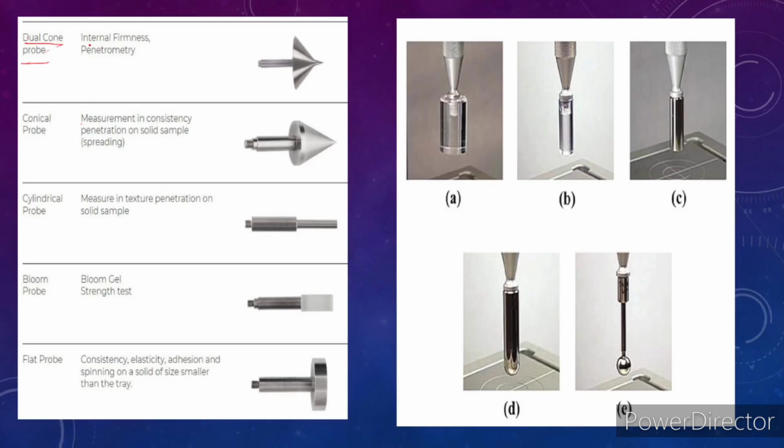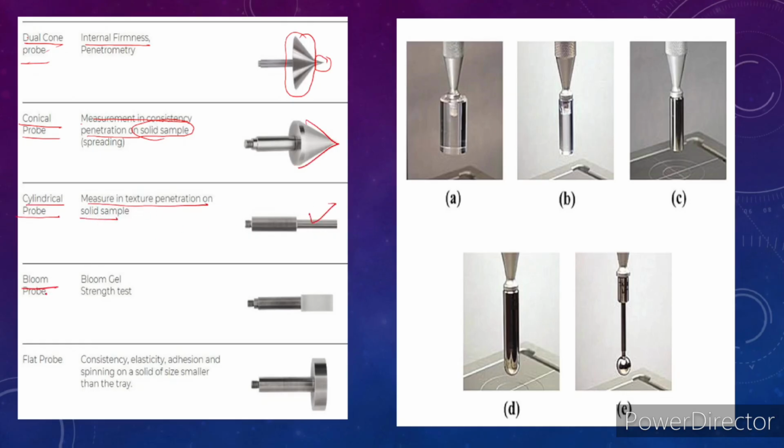Dual cone probe. This is used to measure the internal firmness. Dual cone means this is one cone and this is the other cone. Conical probe. It is used to measure the consistency of penetration of a solid sample. This is the cone shape. Coming to the cylindrical probe, it measures the texture penetration on a solid sample.